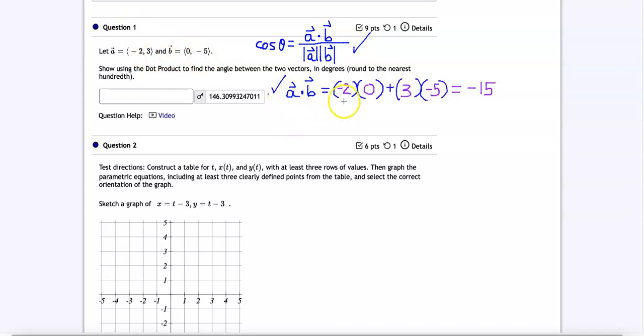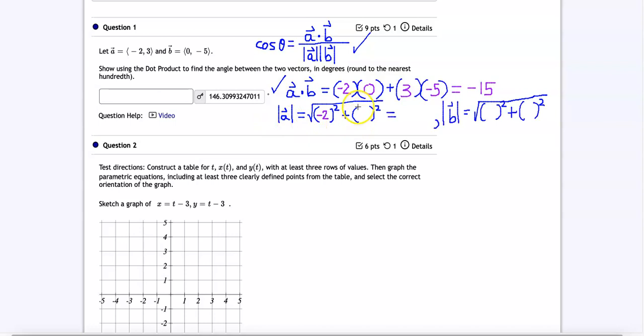If you want a further explanation of this, see example 14 in the textbook. Example 14 is in 8.8, and that example will show you how to find the dot product in greater depth. Okay, now we want to find the magnitude of A and the magnitude of B, so we're going to show those steps as well.